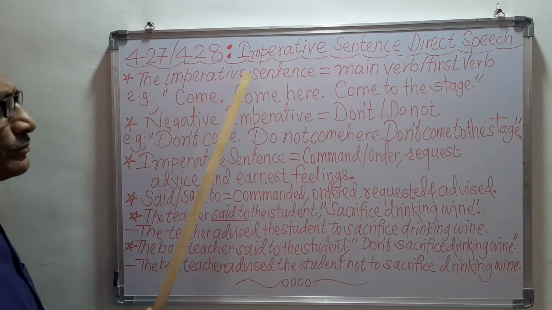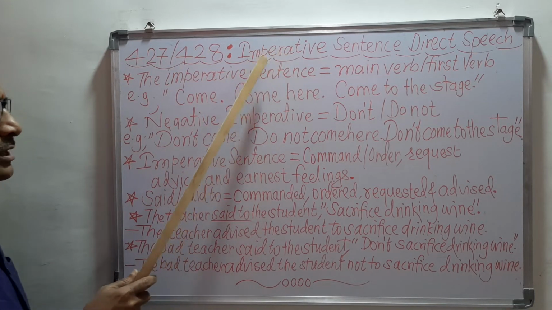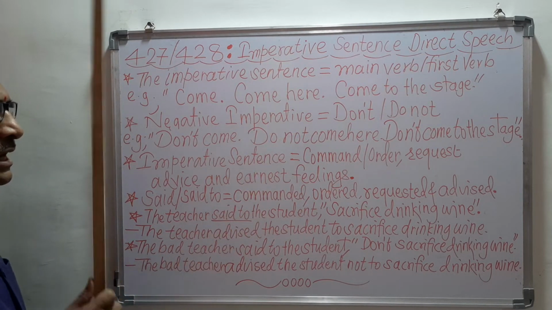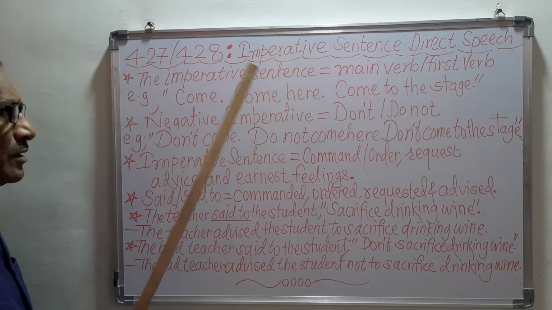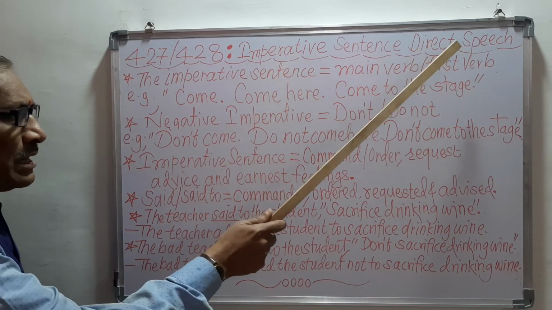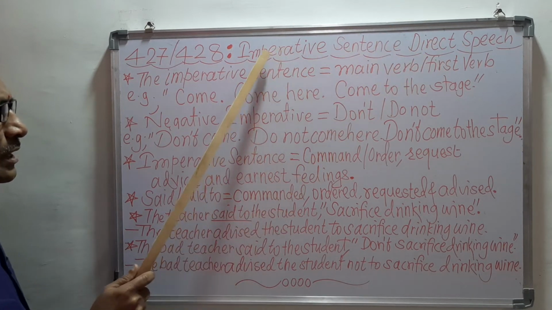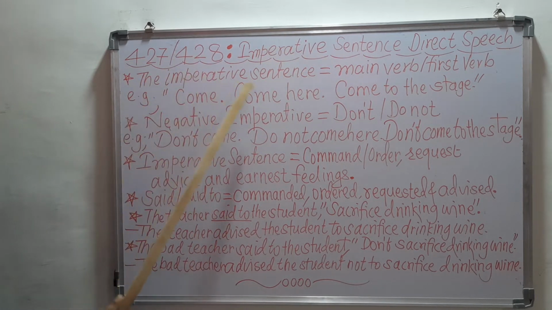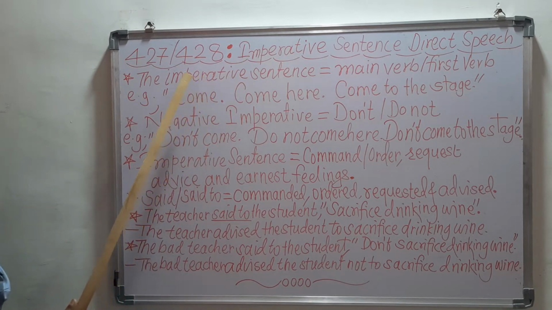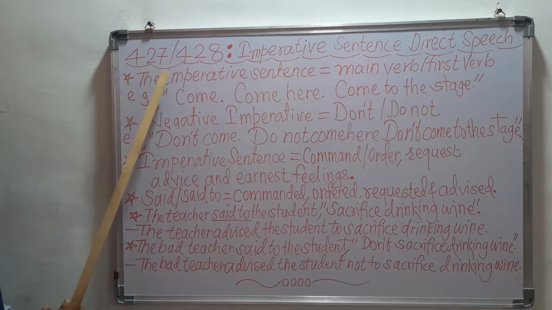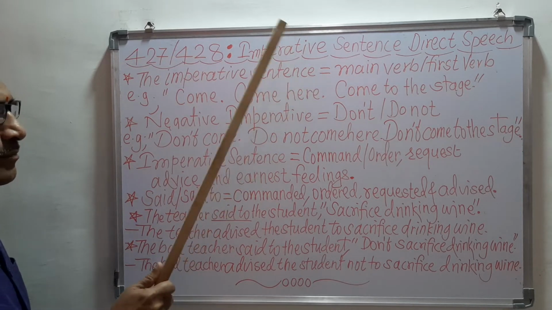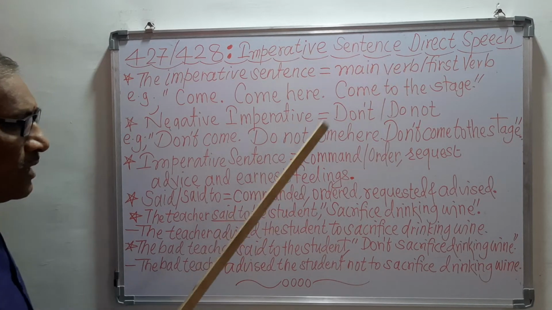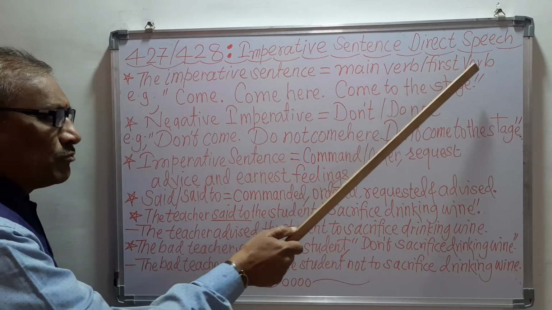So remember, the title of the video is Imperative Sentence Direct Speech. It means now we are studying the direct and indirect speech of the imperative sentence. Actually, what is the imperative sentence? That is the important point I will discuss. The imperative sentence means the sentence which begins with the main verb. Main verb means the first verb.